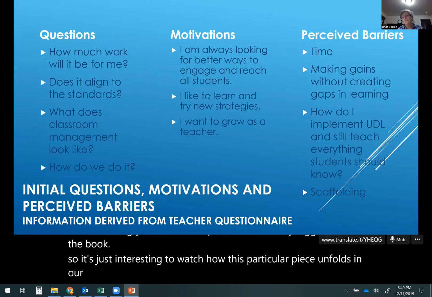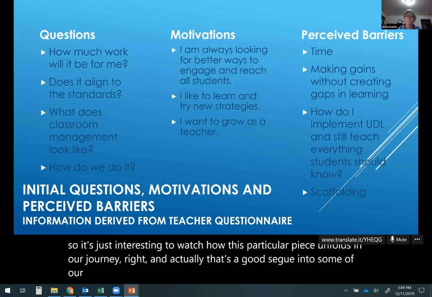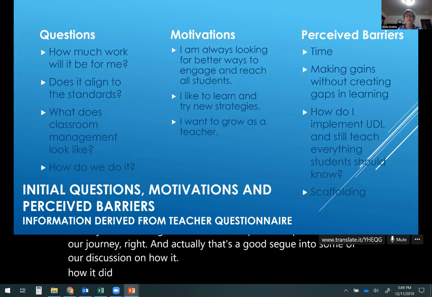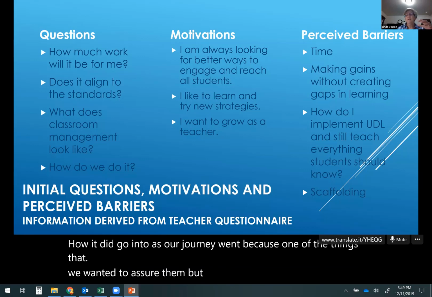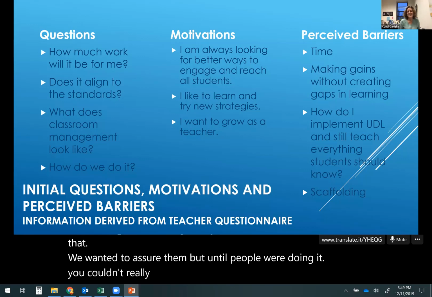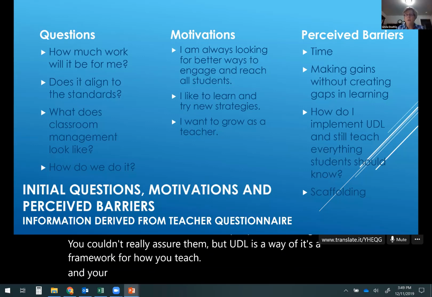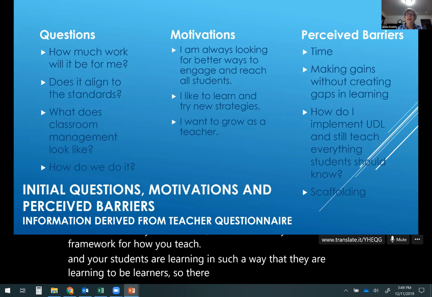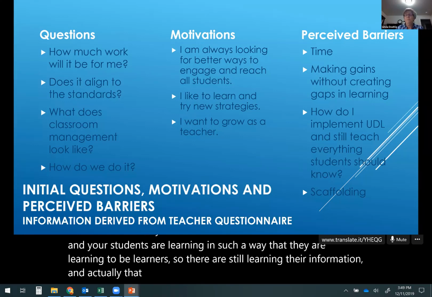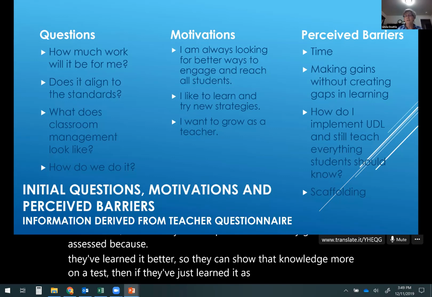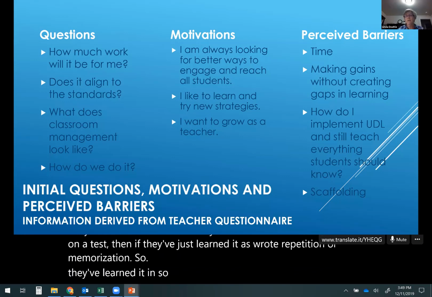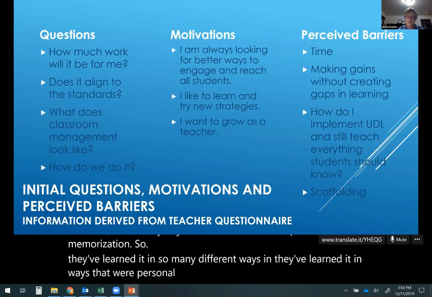Right. And actually, that's a good segue into some of our discussion on how it did go as our journey went. Because one of the things that we wanted to assure them, but until people were doing it, you couldn't really assure them. But UDL is a framework for how you teach. And your students are learning in such a way that they're learning to be learners. So they're still learning their information. And actually, that helps them when they go to be assessed because they've learned it better, so they can show that knowledge more on a test than if they've just learned it as rote repetition or memorization. So they've learned it in so many different ways, and they've learned it in ways that were personal to them. And so it really did stick with them.